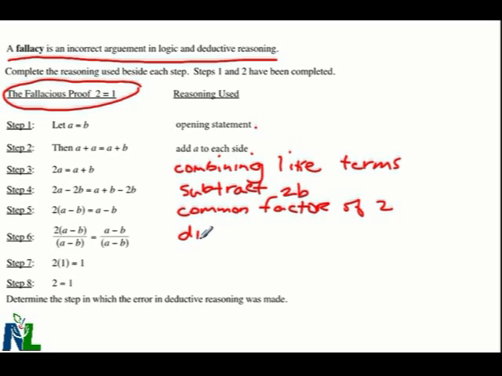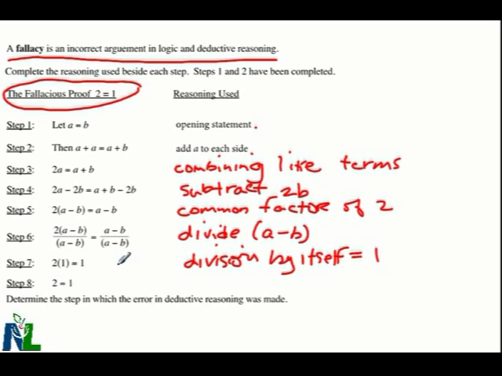In step number 6, I divide both sides by a minus b. And again, dividing by a minus b, mathematically, as long as you do it to both sides, it's okay. So now when I divide by a minus b, notice a minus b divided by itself is equal to 1. That's just division by itself equal to 1. So again, that's fine. And in the final step now, I have that 2 is equal to 1.